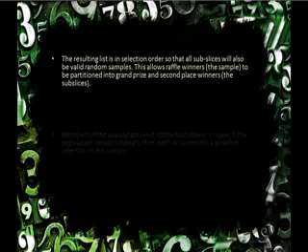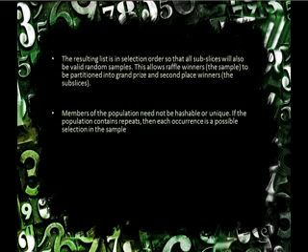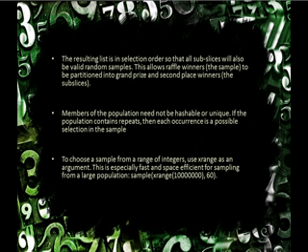Members of the population need not be hashable or unique. If the population contains repeats, then each occurrence is a possible selection in the sample. To choose a sample from a range of integers, use xrange as an argument. This is especially fast and space efficient for sampling from a large population.